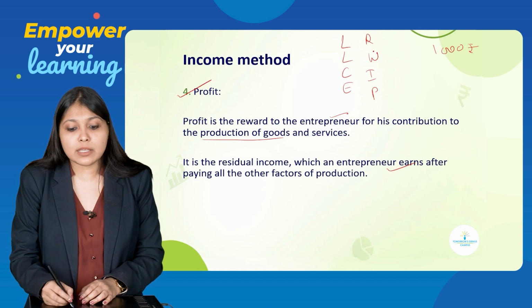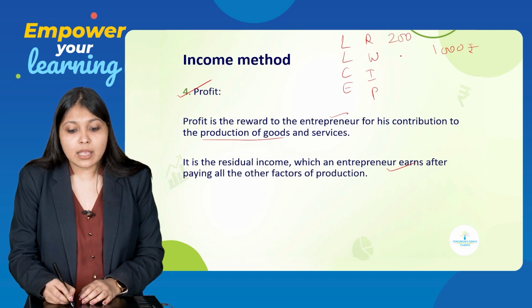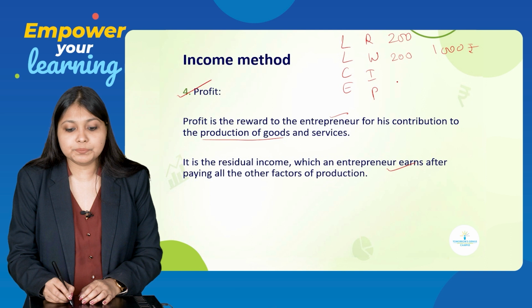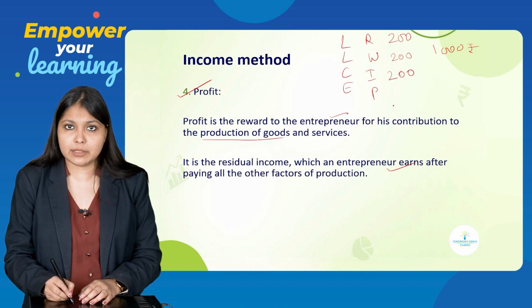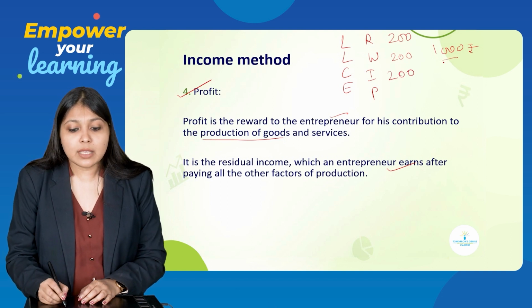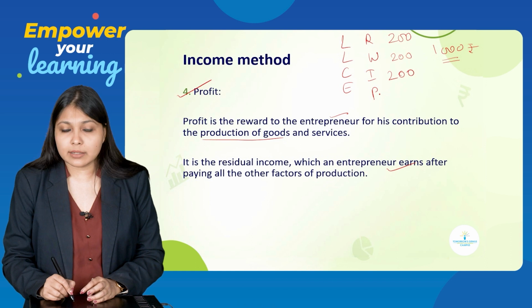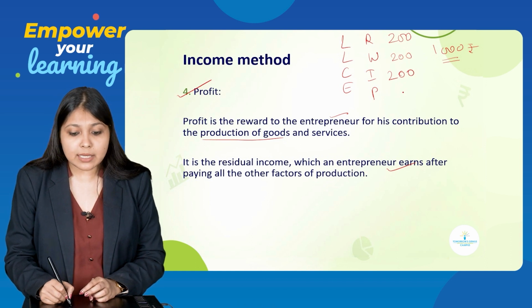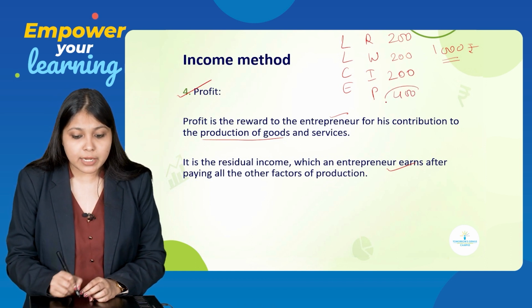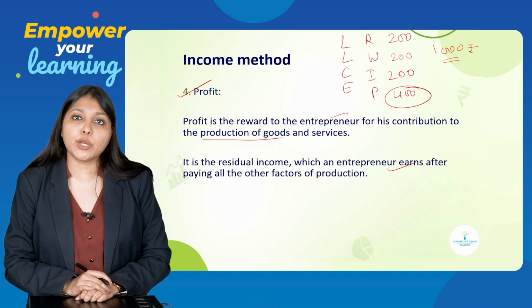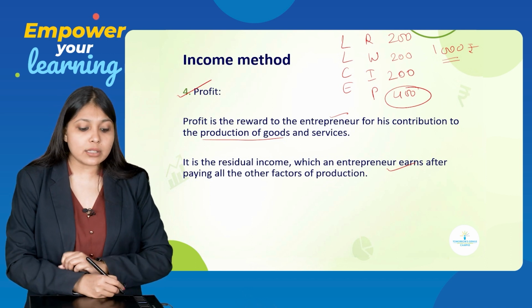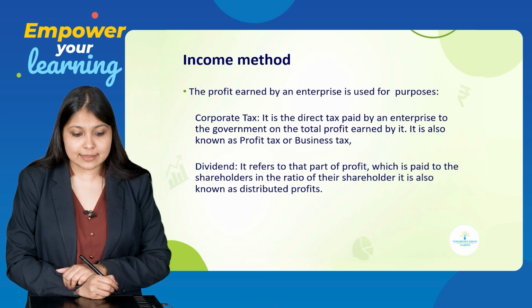So, suppose here we have paid 200, here we have paid 200, here we have paid 200. Now, out of 1000, 600 has already been paid. So, the remaining is 400. This 400 will be nothing but the profit of the entrepreneur, the returns which the entrepreneur gets.